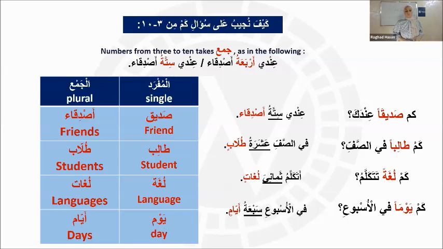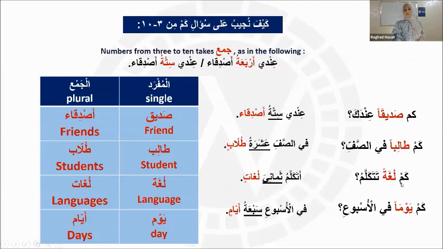Okay, كم طالباً في الصف? How many students in the class? في الصف, in the class, عشرة طلاب, 10 students. Because I have 10 here, again I put طلاب because طلاب is a plural. So, عشرة طلاب.